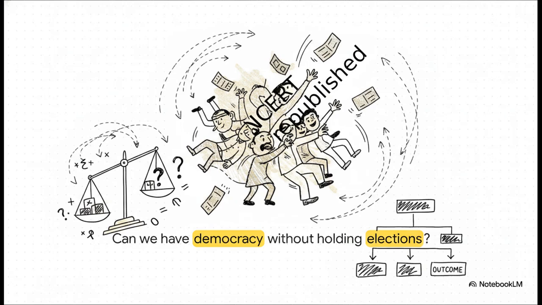Welcome to this explainer. Okay, so look at this. You've got politicians literally tumbling through the air, right? Grasping at flying ballots. It's totally chaotic. And it really makes you stop and ask a pretty fundamental question. Can democracy even exist without elections? Or are elections just inevitably this messy?